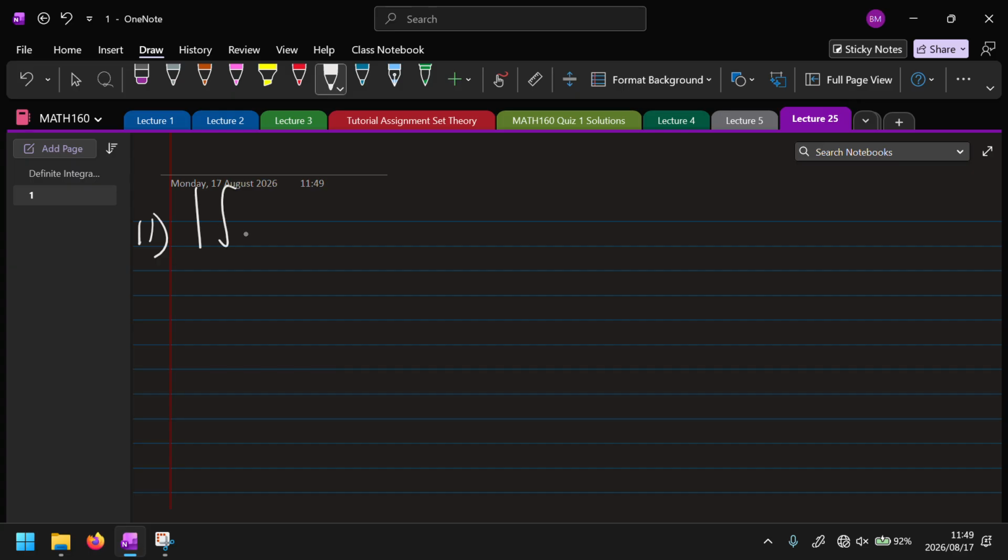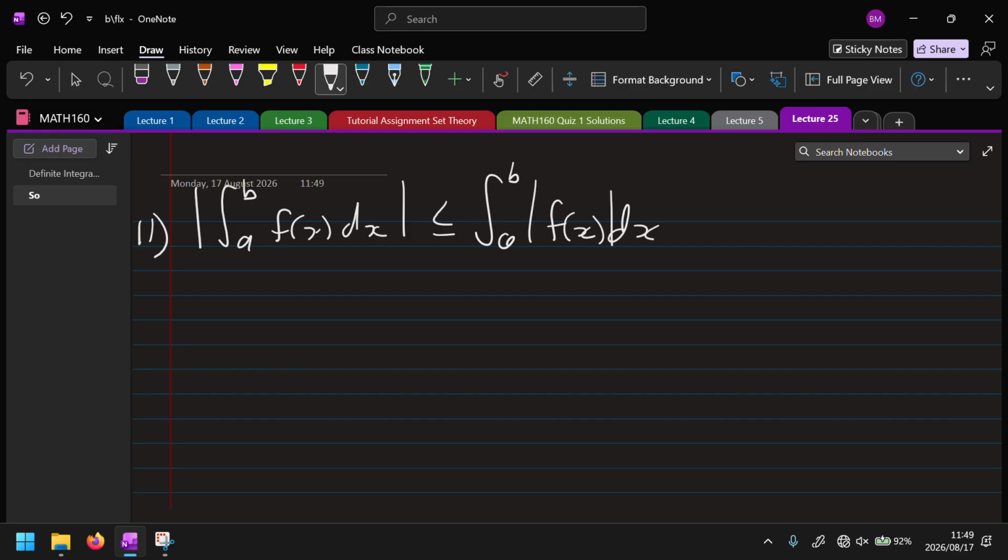The absolute value of the integral from a to b of f of x dx is less than or equal to the integral from a to b of the absolute value of f of x dx. And we want to prove this. So if we have the absolute value of the integral, the absolute value can go inside. So we have the absolute value of f, but the equality now becomes an inequality. So an absolute value goes inside, and we need to make it an inequality.